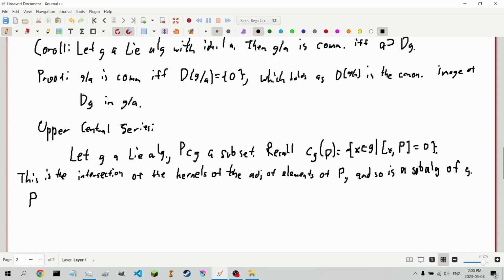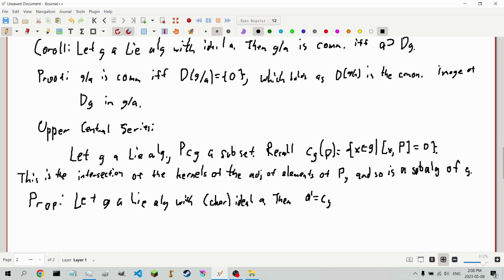We have ourselves a proposition. We're going to let G be a Lie algebra with a potentially characteristic ideal A. Then A prime, which is the G centralizer of A, is a characteristic ideal of G. We may have covered this already, but it's worth reviewing in any case.